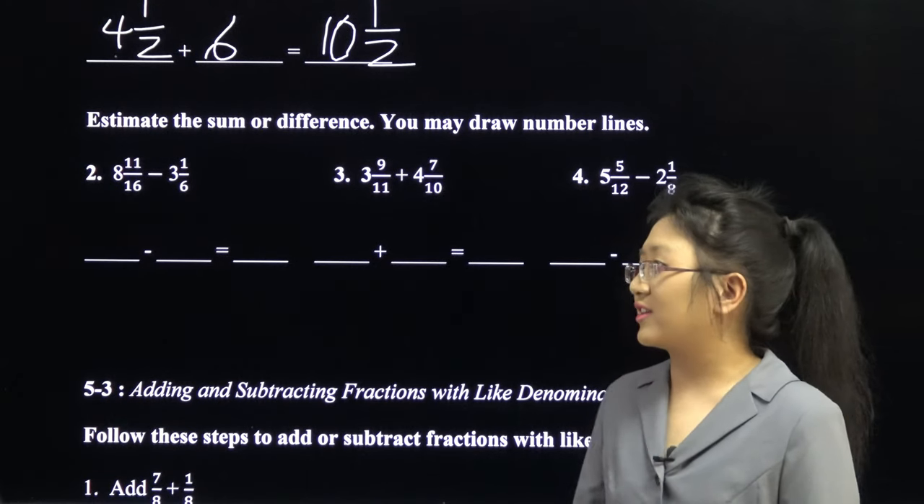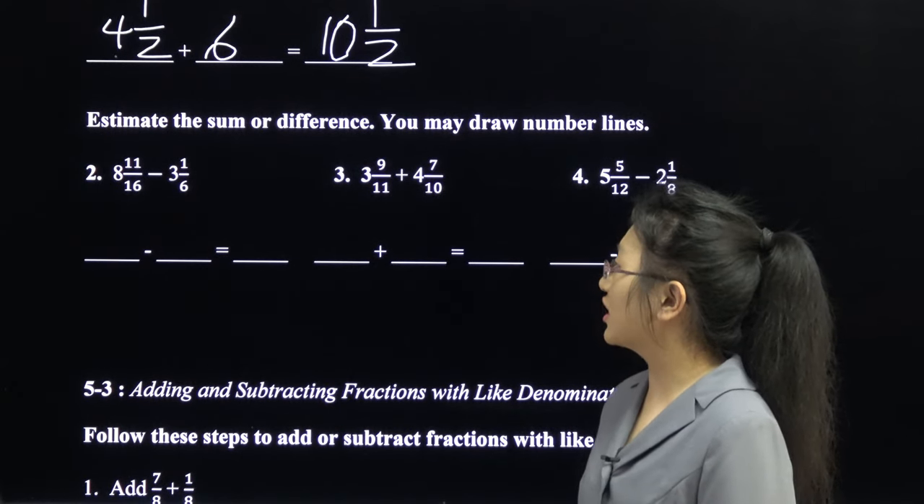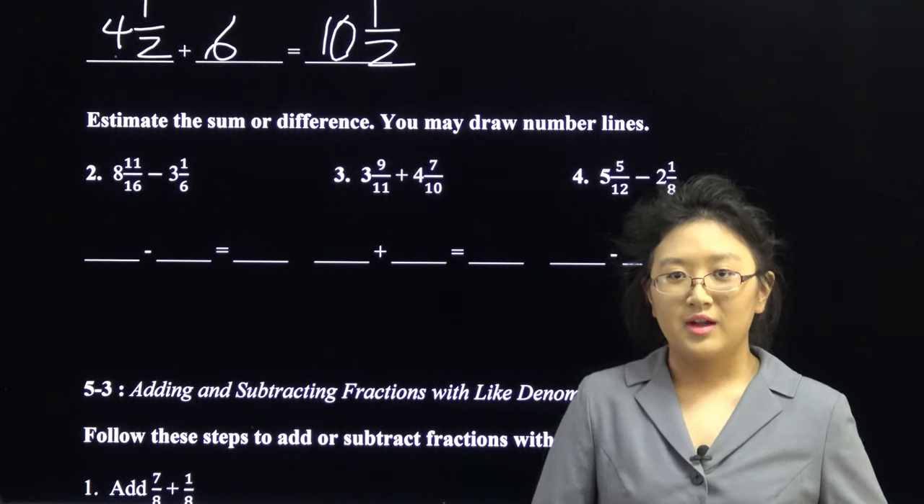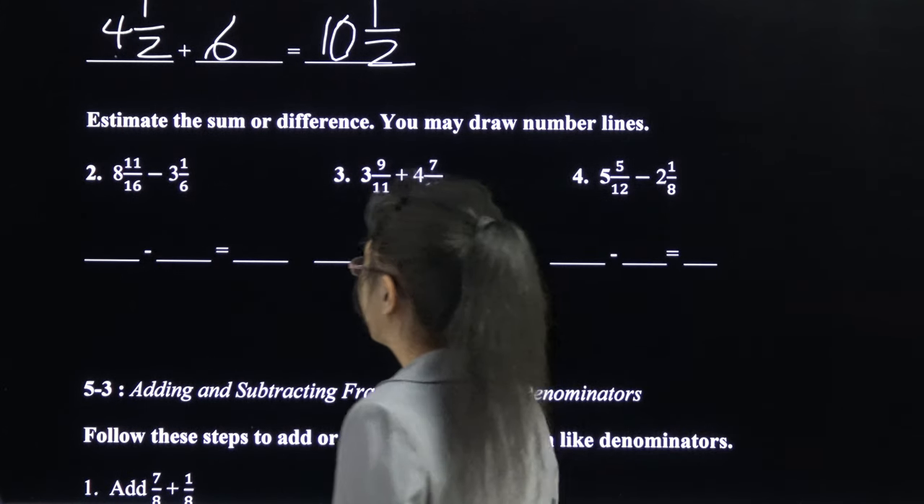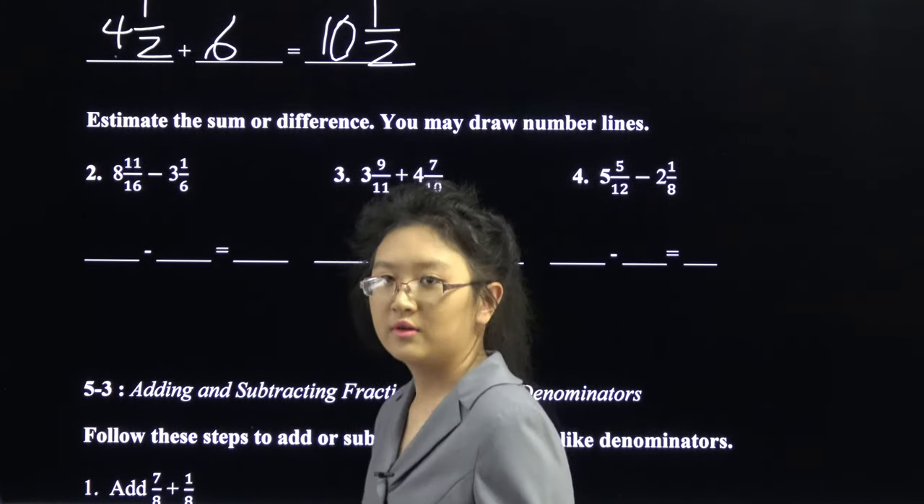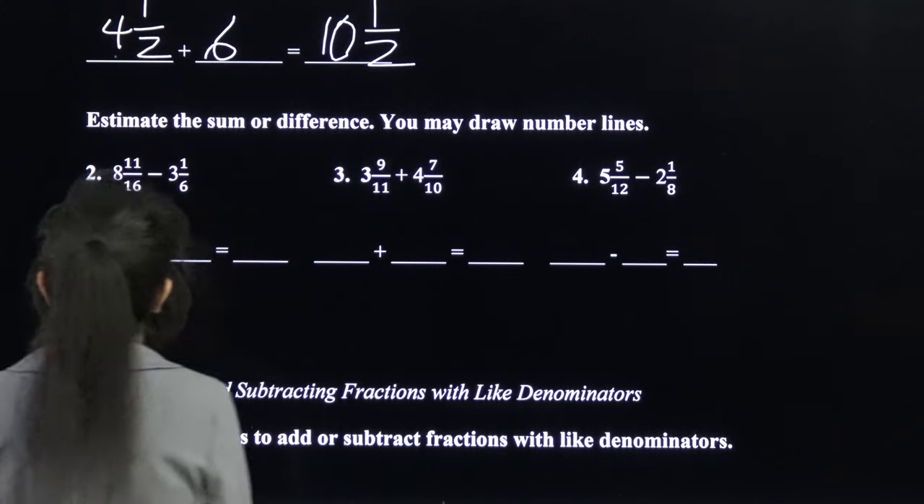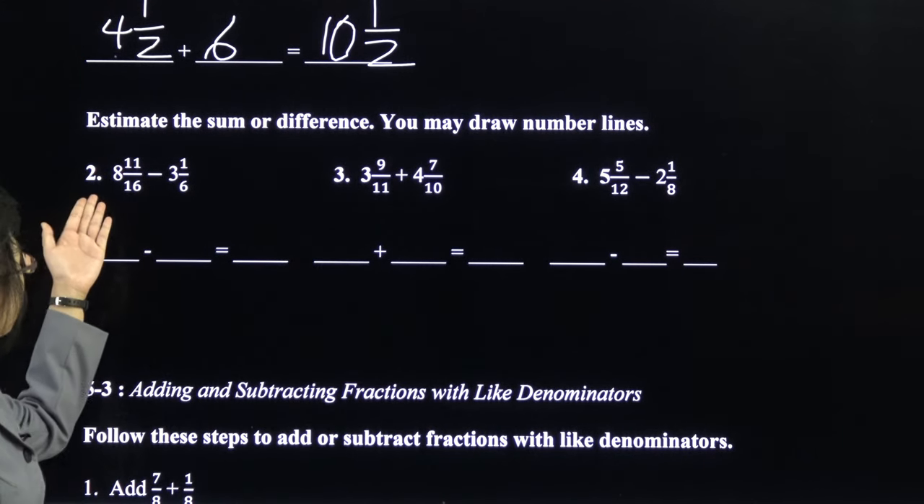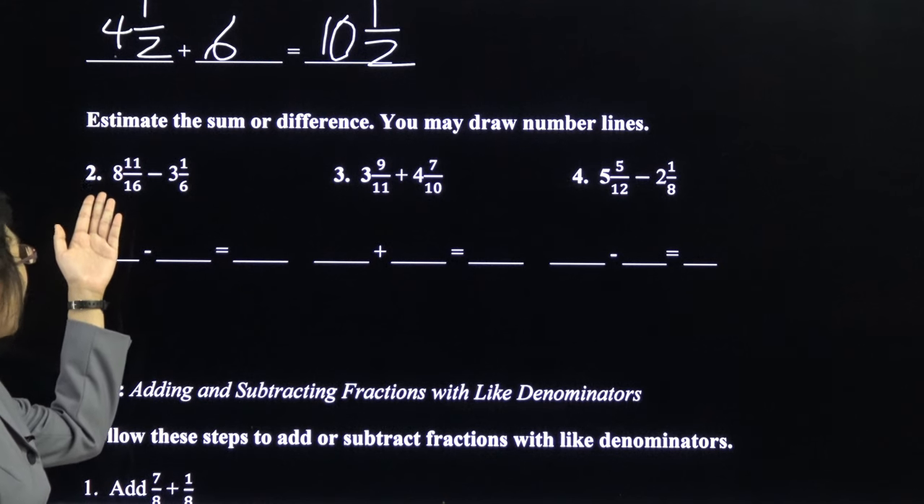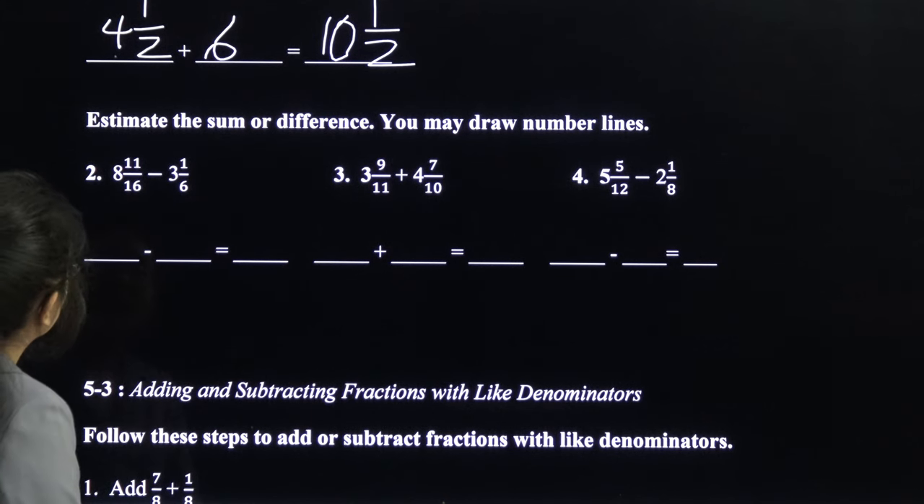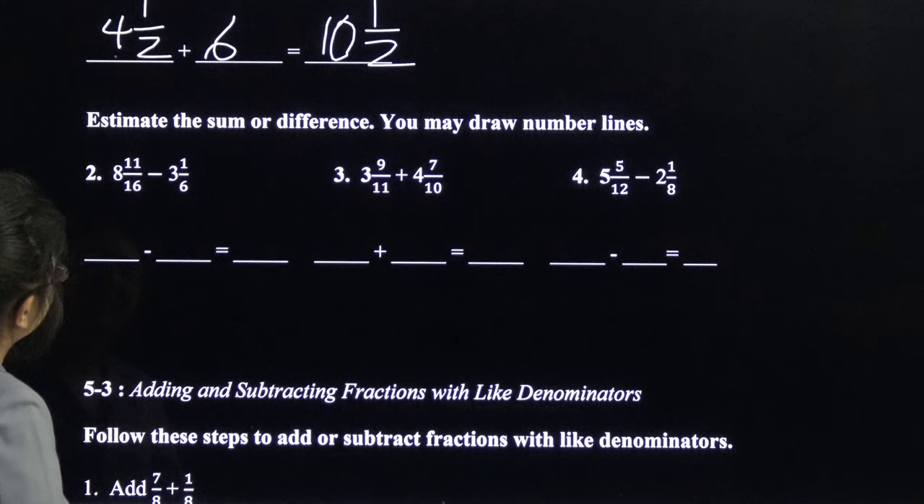So now we move on to the examples where the question does not give us everything that we need, or at least doesn't list out all the steps that we need to go through. First number, 8 11/16. So 8 11/16.